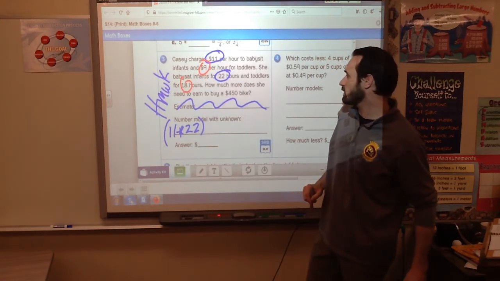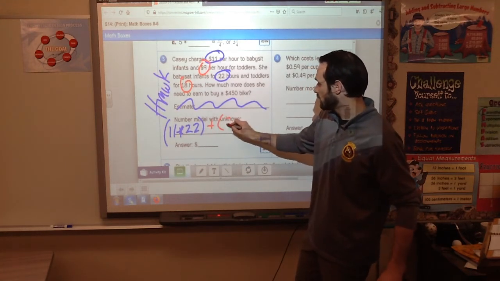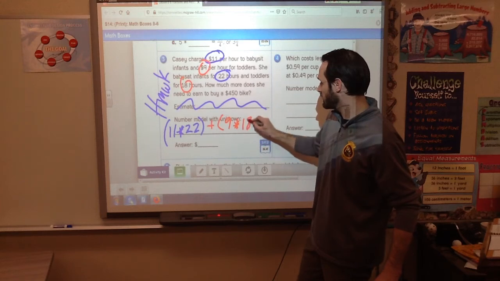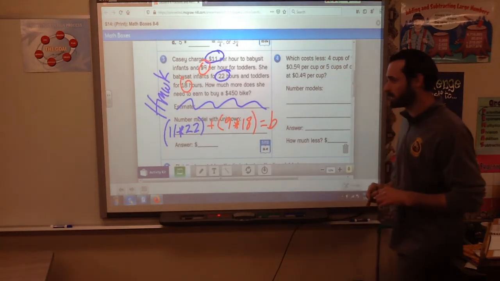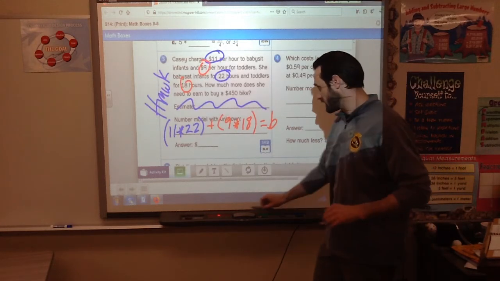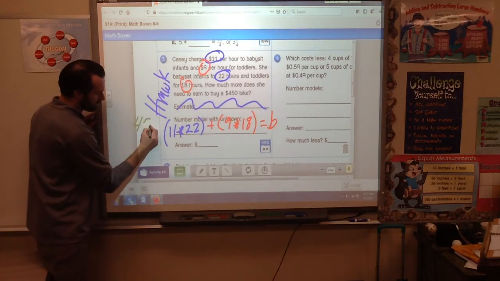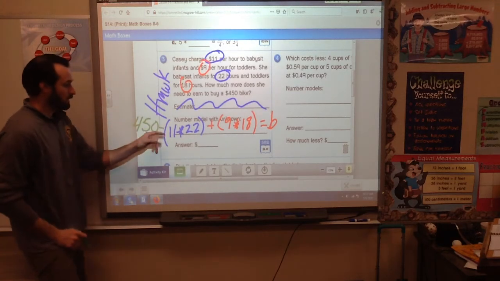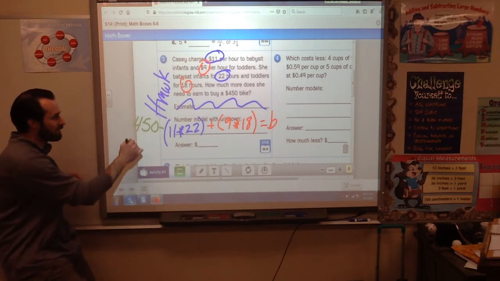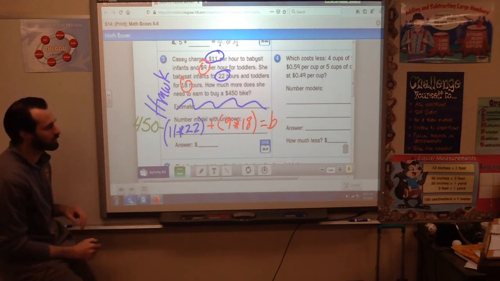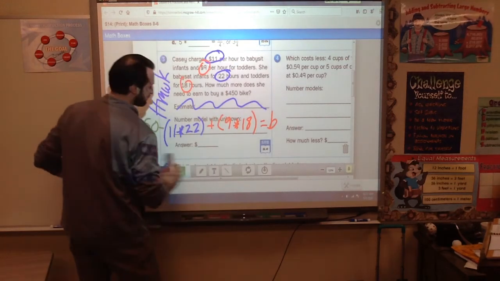How much more does she need to earn, so add 9 times 18. And we need an unknown, so it's for a bike, let's make it B. But she needs $450. So that's like 450 minus that. So do 11 times 22, 9 times 18, add those together, and then subtract it from 450 to get your answer.